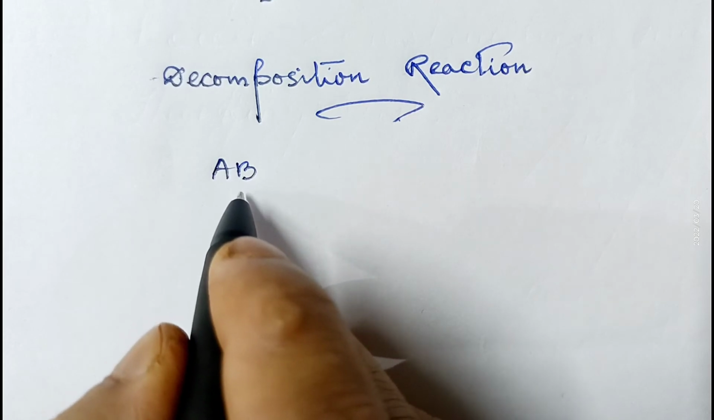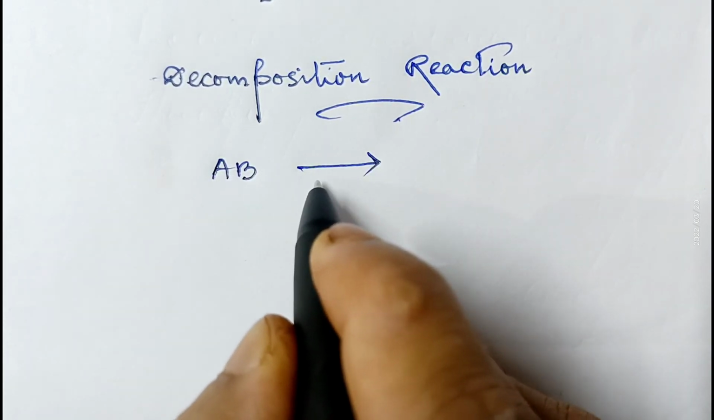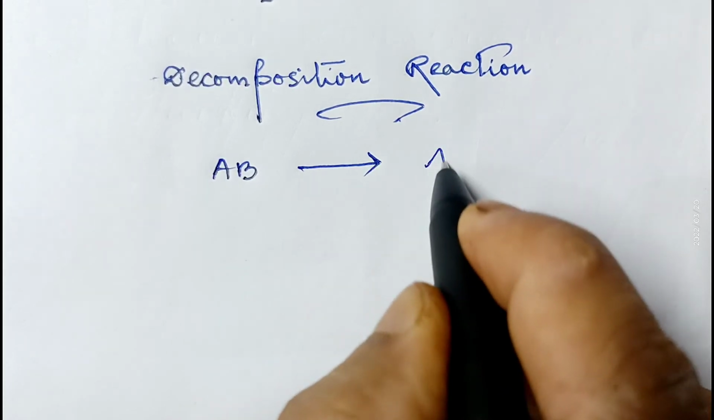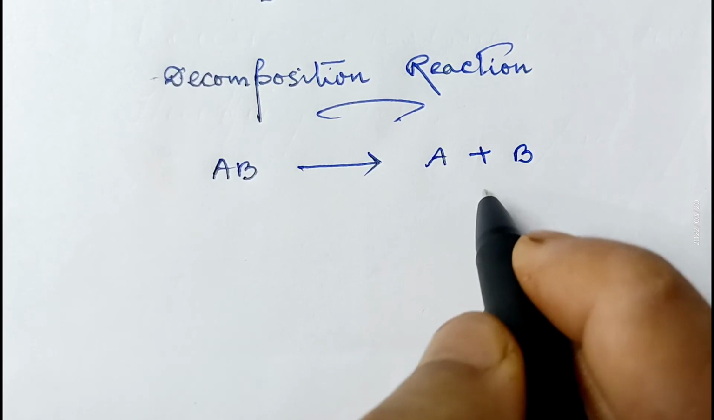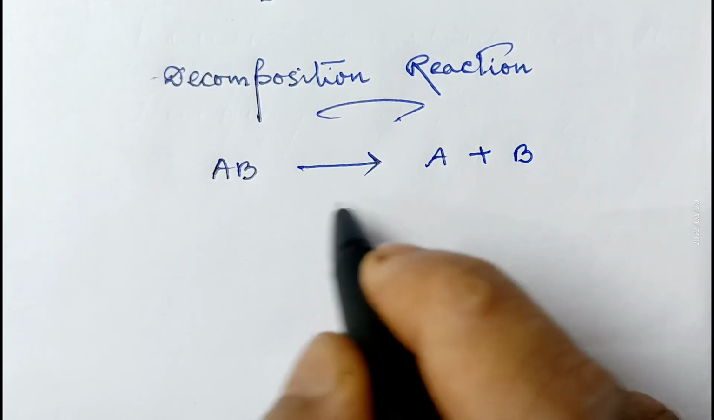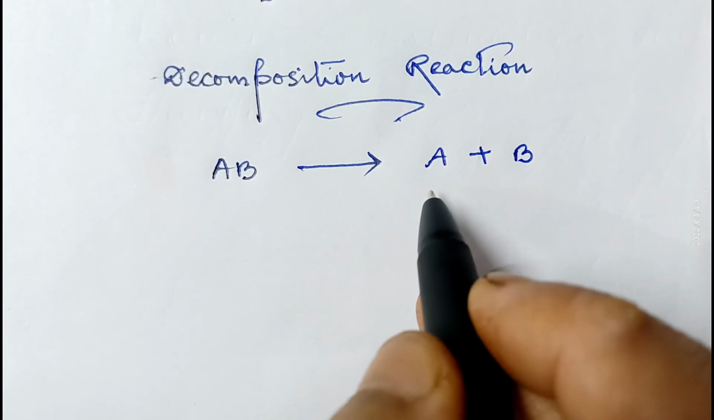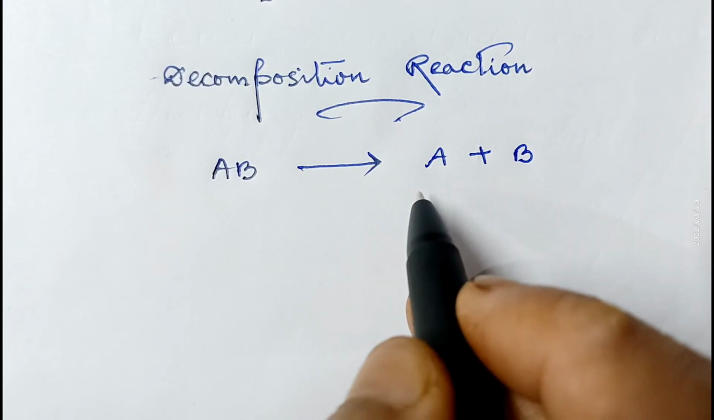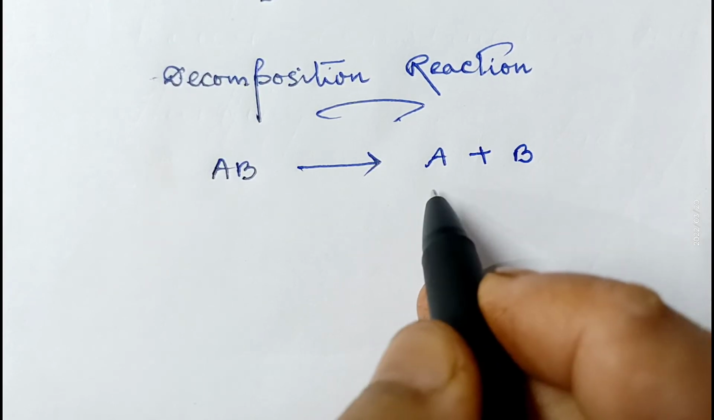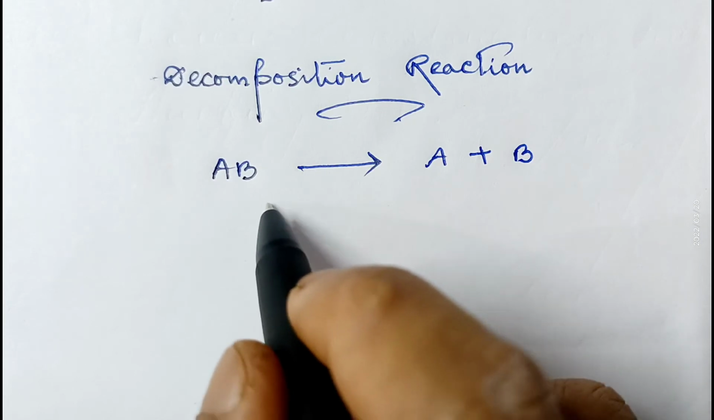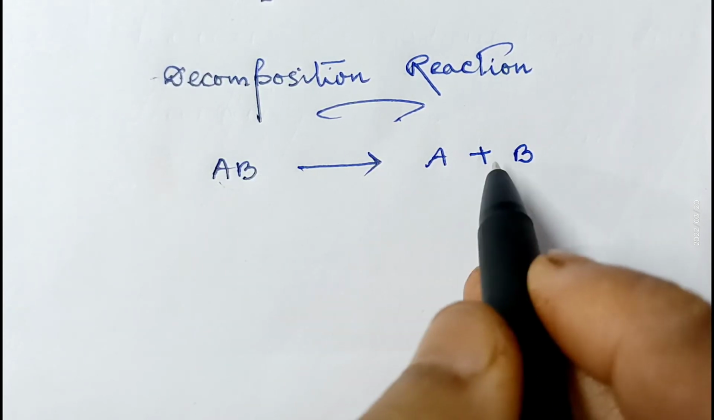This chemical, which is a compound, on heating or by passing electricity or by light, breaks to form A and B, and this A and B could be elements or compounds, then this type of reaction is called decomposition reaction. Clearly, a decomposition reaction is the reverse of combination reaction. In case of chemical combination reaction, 2 elements or compounds combine to give a single compound, and here one compound will break to give 2 or more elements or compounds.